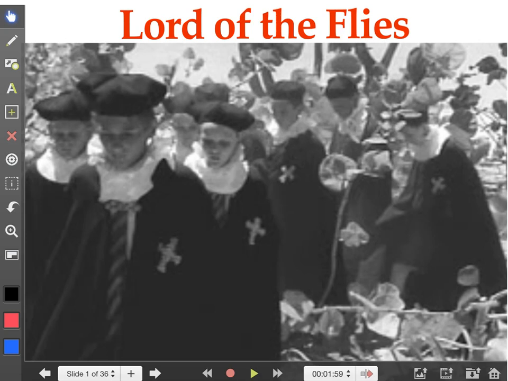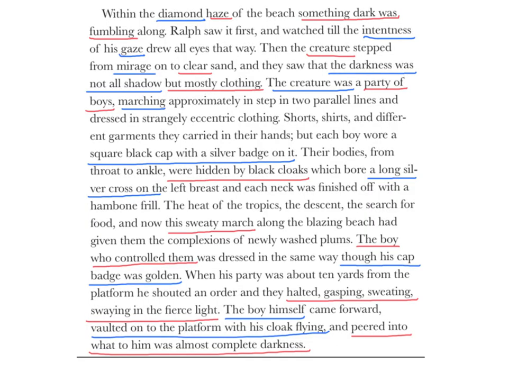When analysing a novel, it often helps to have in mind the key scene from each chapter. And for chapter 1, I've chosen the arrival of the choir. This is a picture taken from the first film of Lord of the Flies, and you can see that it's very accurate in terms of the hat and the cloak of the choir, but differs in one important respect. Let's look at the scene to see why this is important.